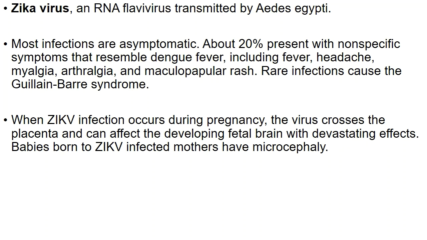Now coming to Zika virus. Zika virus is an RNA flavivirus which is transmitted by Aedes aegypti. Most patients are asymptomatic, but about 20% present with non-specific symptoms that resemble dengue, like fever, headache, myalgia, arthralgia, maculopapular rashes. Rare infections can also cause Guillain-Barré syndrome. When Zika infection occurs during pregnancy, the virus crosses the placenta and can affect the fetal brain, causing devastating effects. So babies born to Zika virus infected mothers have a characteristic microcephaly.